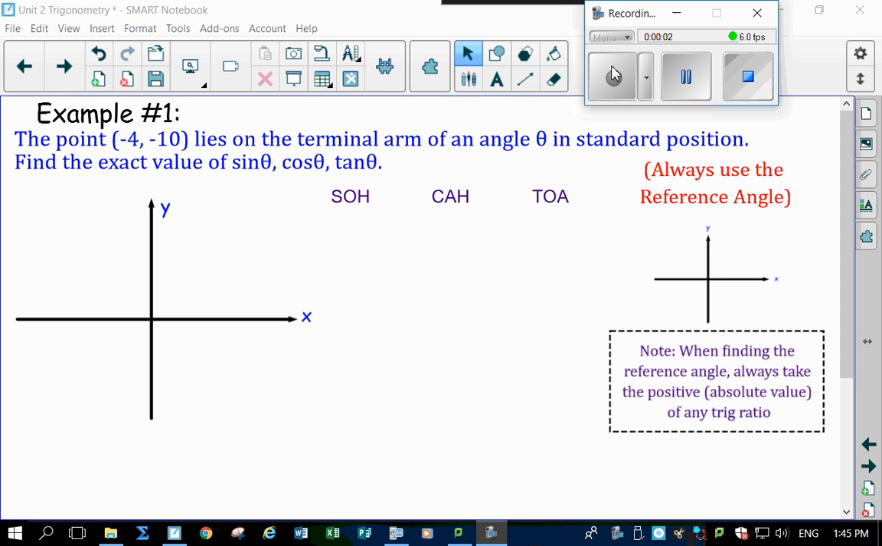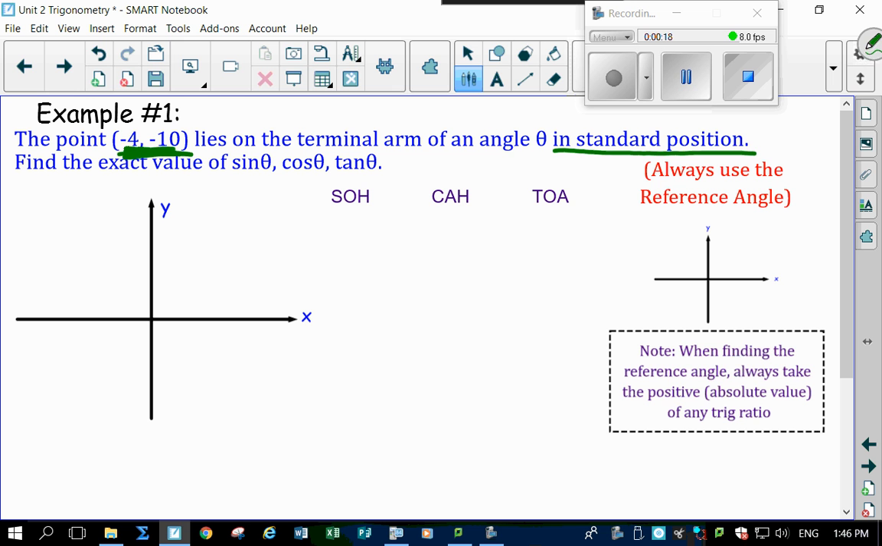So let's start using this idea of the CAST rule and how it works. I got a great example for you. It says the point (-4, -10) lies on the terminal arm of an angle in standard position. Don't worry, I'll teach you.